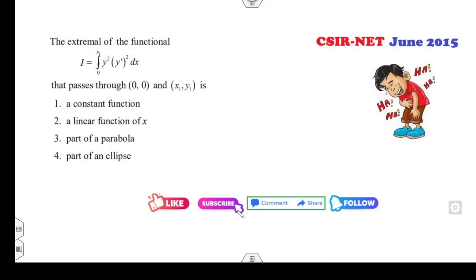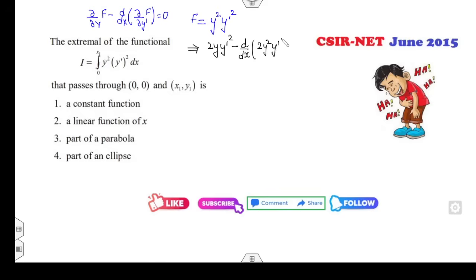Next, the extremal of the function is passing through. Again, they are not talking about the maxima, minima, and so on. What is your f? y square, y dash square. So let's start with the Euler equation: partial derivative of f with respect to y minus d by dx of the partial derivative with respect to y dash. It gives you 2y y dash square minus d by dx of 2y square y dash.